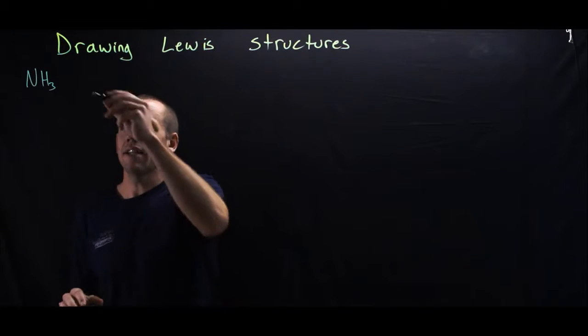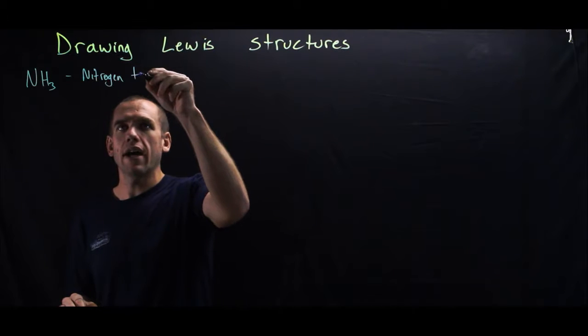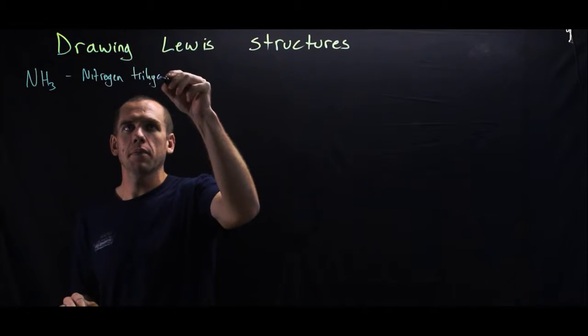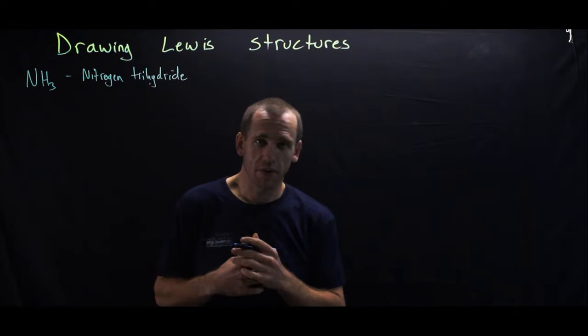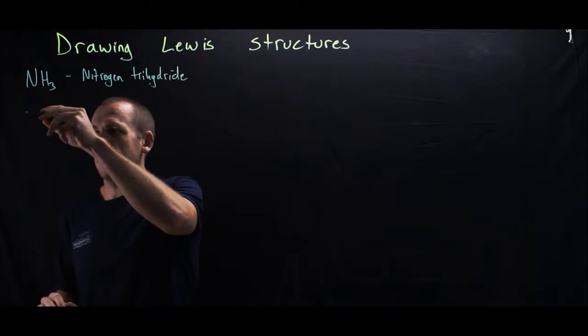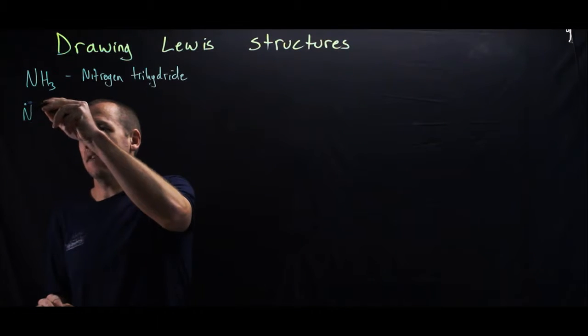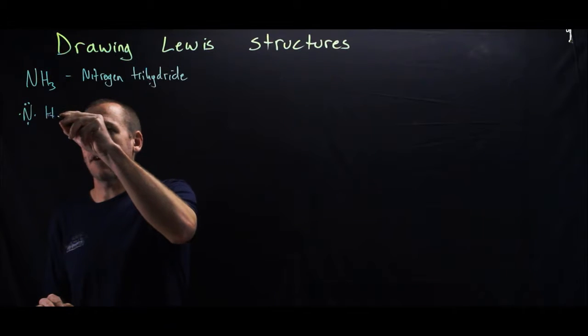Now first we should name that. That is nitrogen trihydride. Right? It's a molecule, it's got covalent bonds, so it follows the prefix naming rule. We're going to start by drawing the electron dot diagrams of the individual atoms. So there's nitrogen, it's got 5 valence electrons, and here's hydrogen, it's got 1.